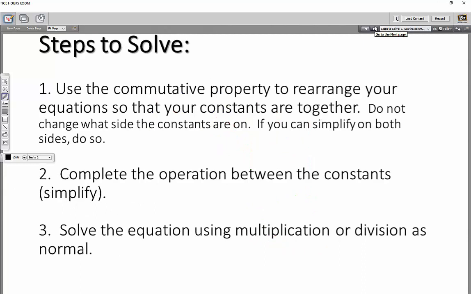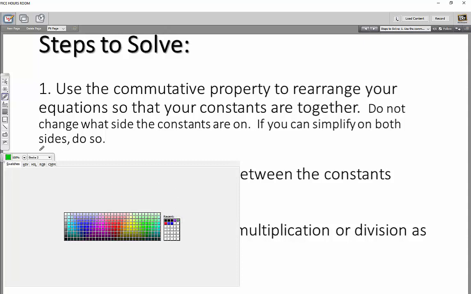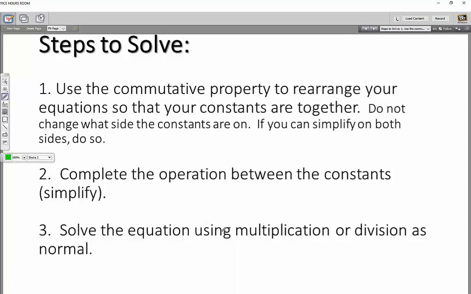We have our steps to solve equations when we need to simplify our constants before multiplying or dividing. And you'll notice, if you take a look back at your notes, that these are indeed the same steps. We have just changed the words down here at the bottom in our last step to say to solve the equation using multiplication or division.